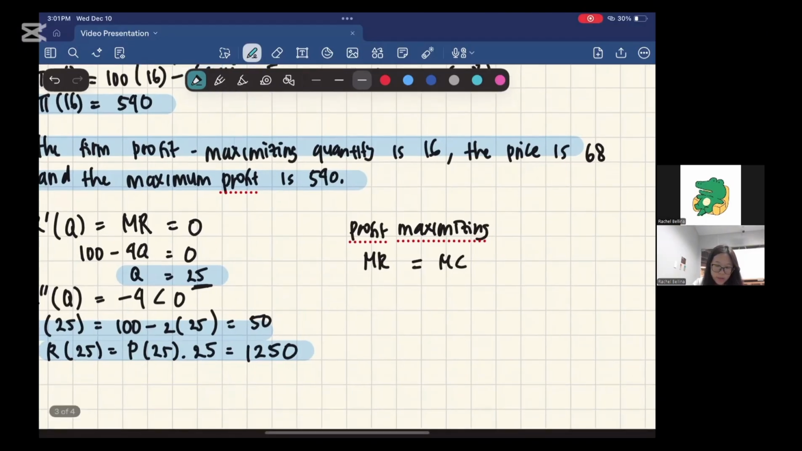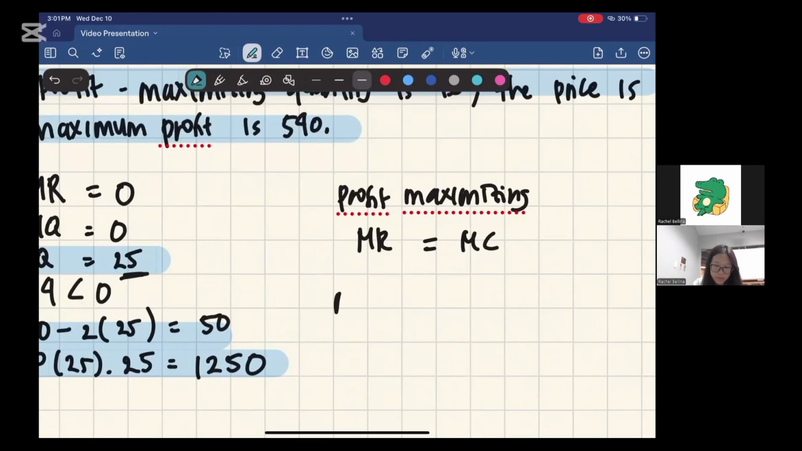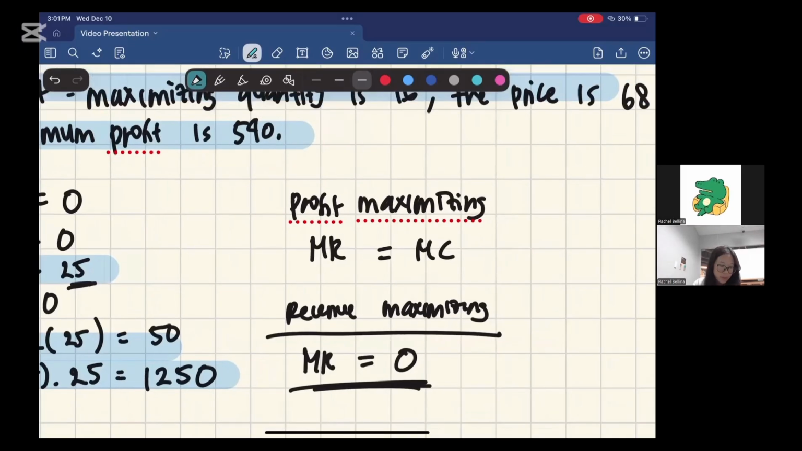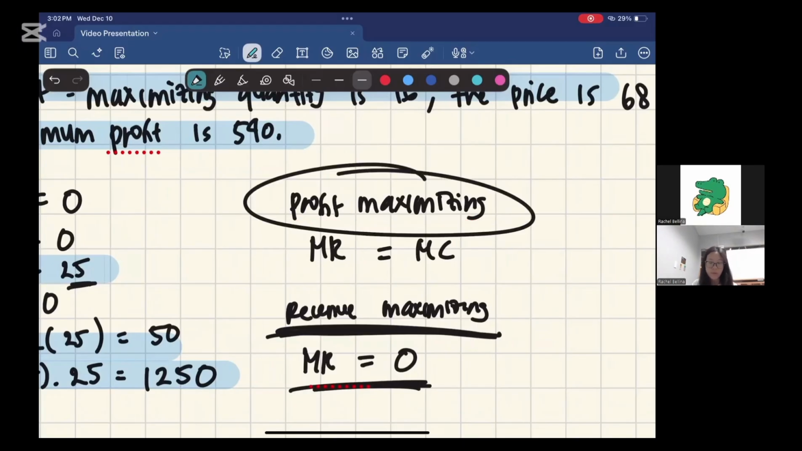Whereas revenue maximizing firms produce until the marginal revenue falls down to 0, since this is the point where total revenue reaches its peak regardless of cost. So as a result, the revenue maximizing quantity is always greater than the profit maximizing quantity.